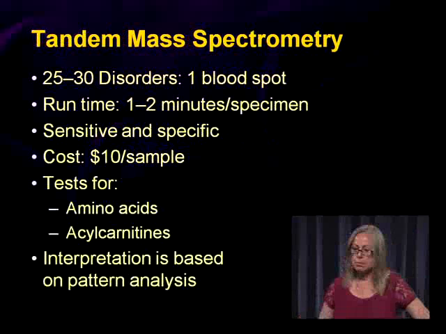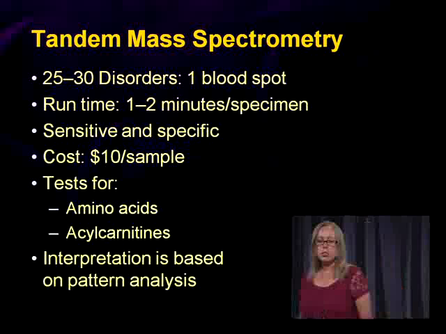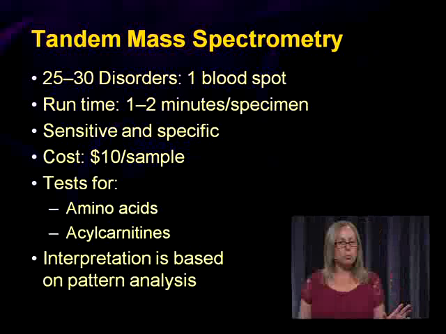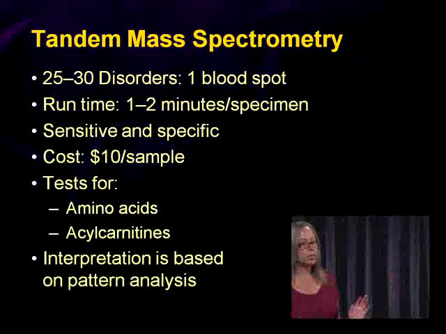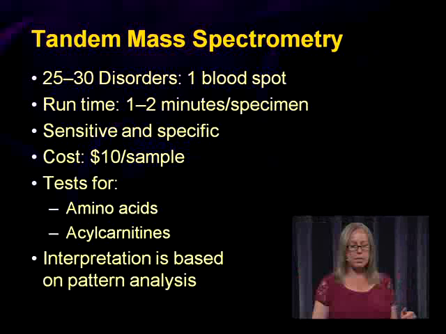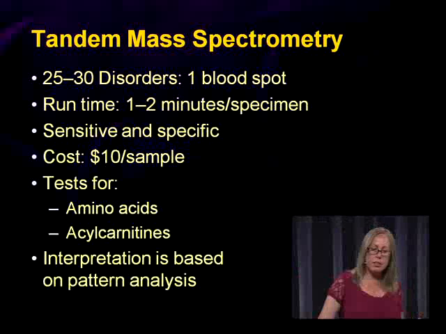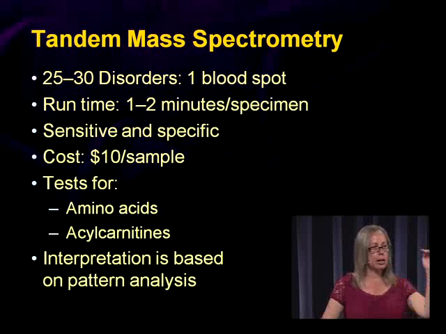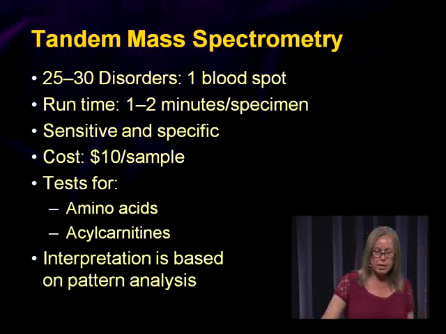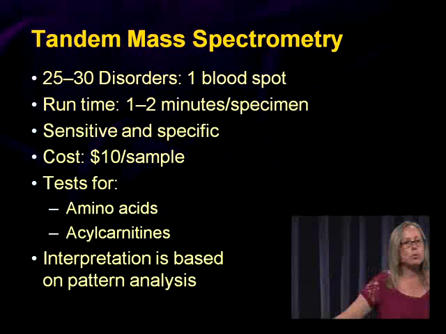Tandem mass spec gets you 25 to 30 disorders on one blood spot. Run time is about 1 to 2 minutes per specimen. It's a sensitive and specific test. Cost is about $10 per sample. Test for amino acids and acylcarnitines, and the interpretation is based on a pattern analysis. So you have a background amount, and then you can figure out how much of the compound you have there. So again, it's a quantitative test as opposed to the old-fashioned Guthrie, which was a qualitative test.